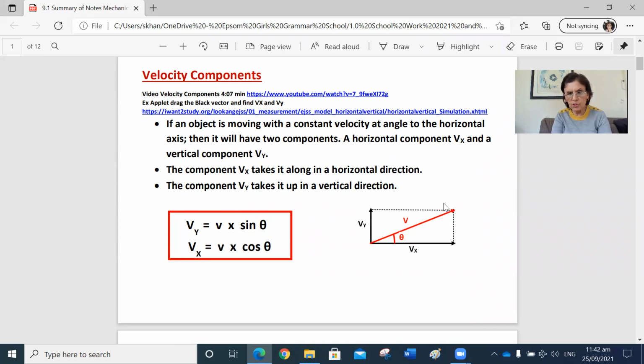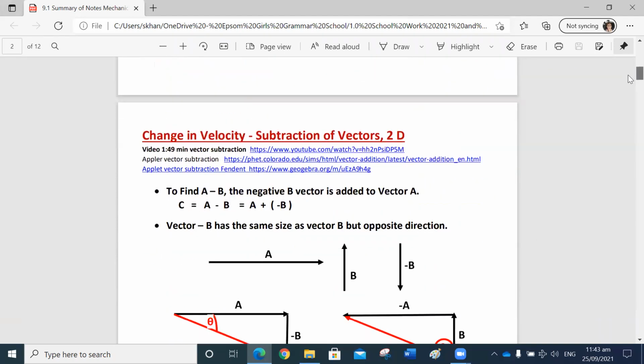So if you look at this triangle, then this one is equivalent to this one, the vertical velocity, and this is the adjacent side of the triangle. So we will be using cos theta. So horizontal velocity, or Vx, will be velocity V times cos of theta, and this one over here, which is the opposite side in this triangle, will be velocity V times sine of theta. So that's how we can find the components of a velocity vector.